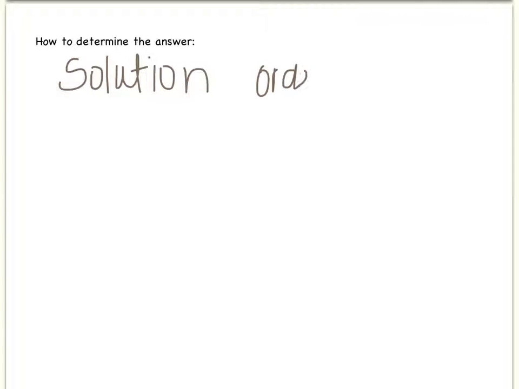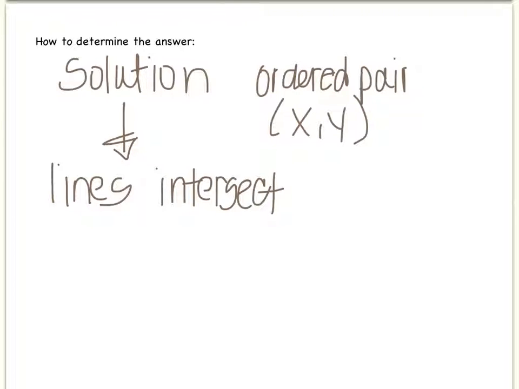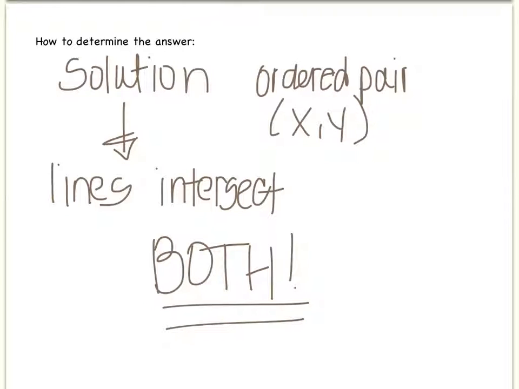If we're graphing points, our solution is going to be an ordered pair. So it's going to be written in the form of x, y. And our solution is going to be where our lines intersect or where they meet. So again, our solution is going to be where our lines intersect. It's going to be represented as an ordered pair. What that means is that it's a solution to both equations in the question. So I'm going to show you exactly what that looks like.